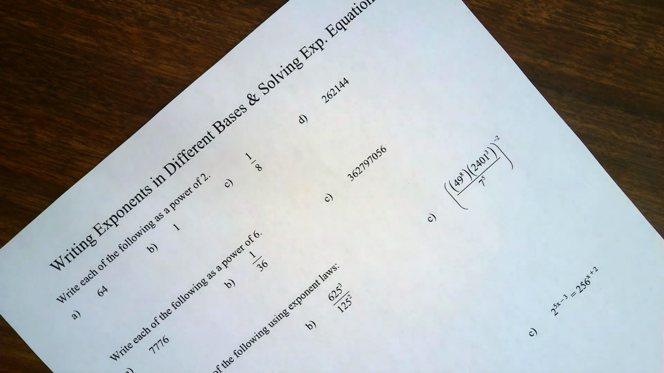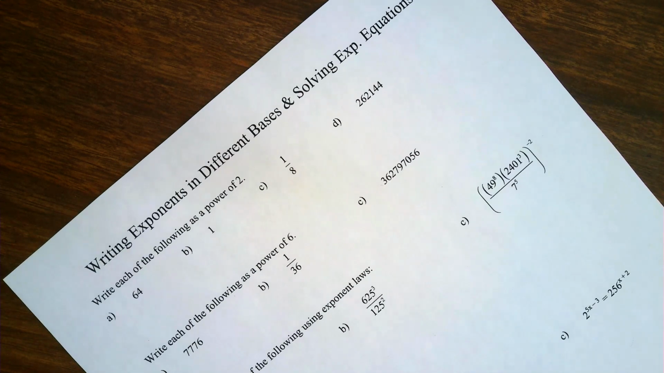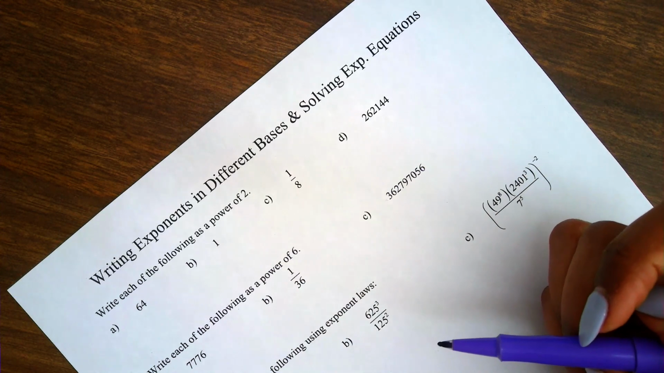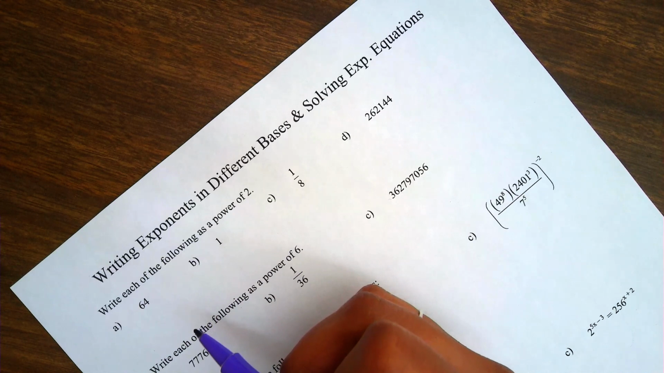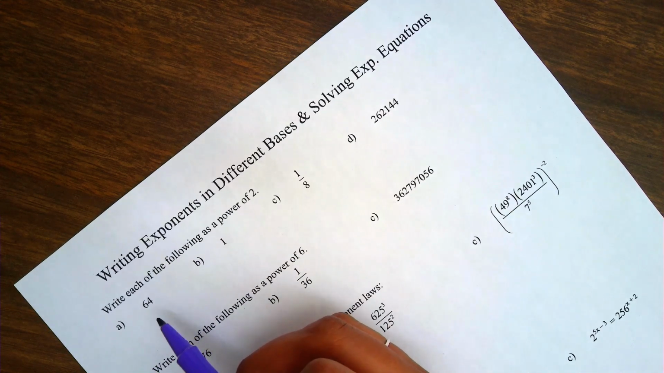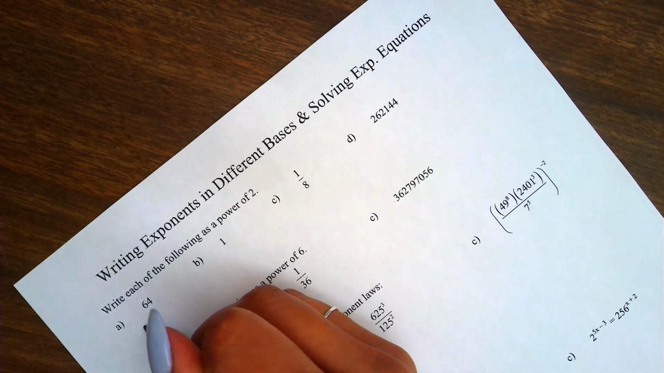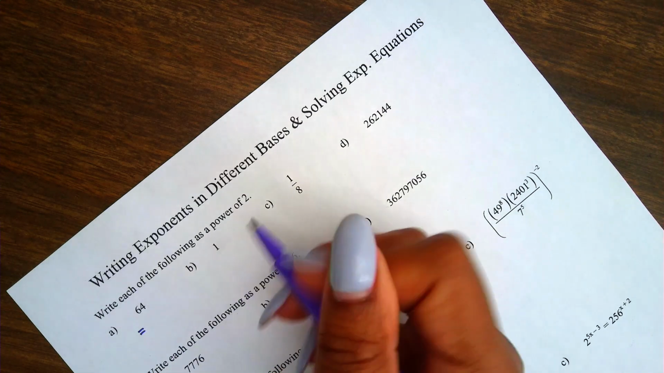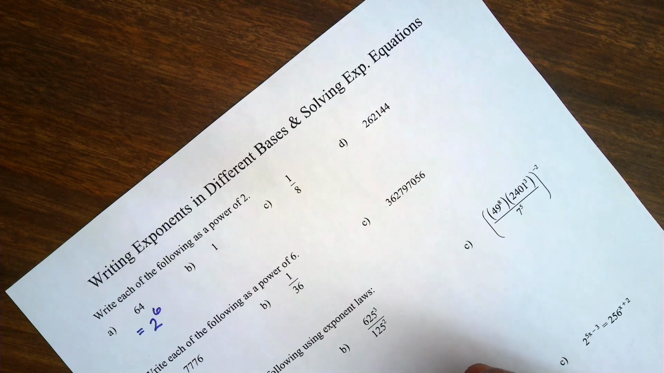So today's lesson is writing exponents in different bases and solving exponential equations. They want us to take each of these numbers and use the knowledge we've learned about exponents to write each of these following numbers as a power of 2. So I have to think, how many times do I have to multiply 2 by itself to get 64? I have to multiply 2 by itself 6 times to get 64. So in order to write 64 as a power of 2, I get 2 to the power of 6.